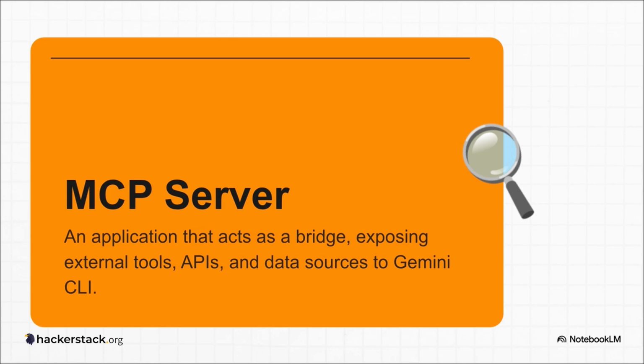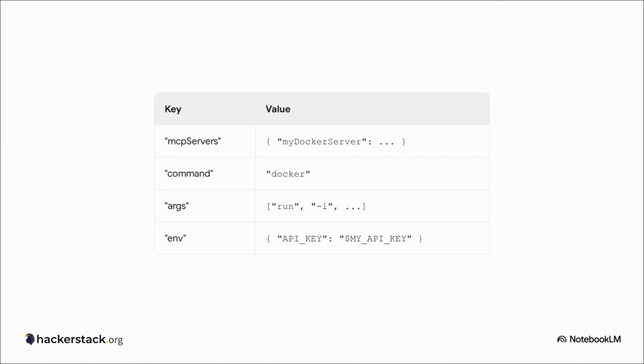So here's just a little peek at what that configuration might look like if you were using Docker. You don't need to worry about all the details, but the key thing I want you to see here is that last line. Notice how it's using an environment variable for the API key. That is absolutely best practice. It means you keep your secret keys out of your config files, which is way more secure.